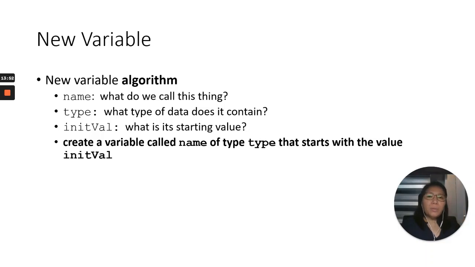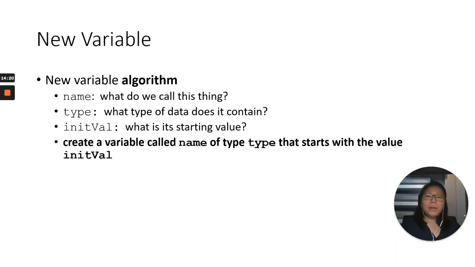Take note, there are languages that will not require an initial value, but will require a type, like in C. And there are programming languages that won't require a type, but would require an initial value upon creation of the variable.